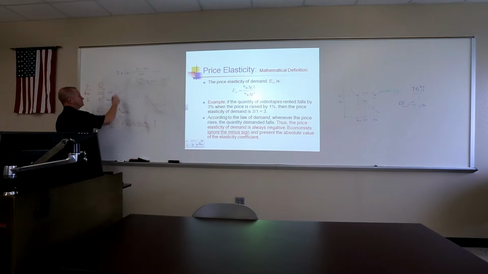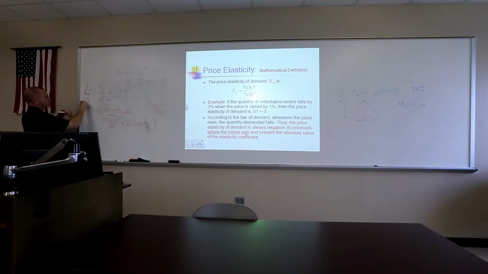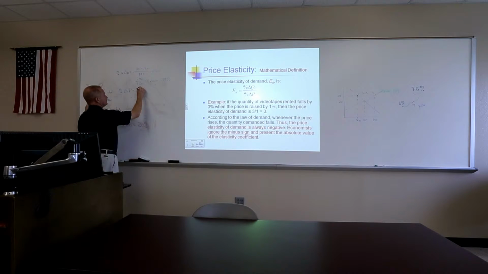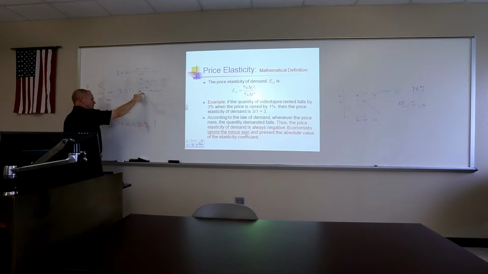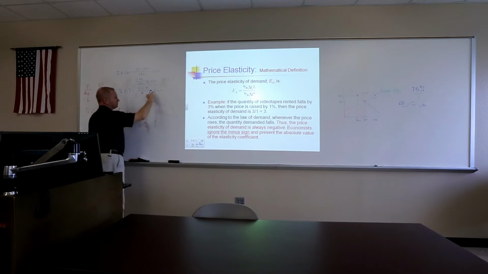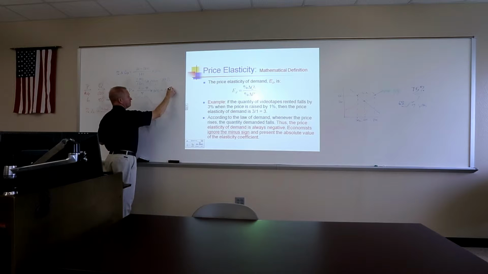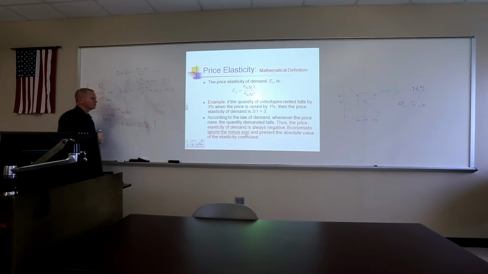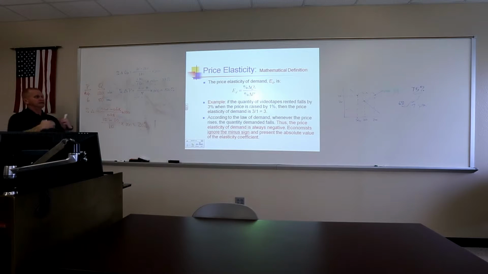How about percentage change in price? Same thing. We're going to use this row as the new, this row as the old. The new amount is 6, the old amount is 4, divided by 4 times 100, and that is 2 divided by 4 is 0.50 times 100 is 50%. That was a 50% increase in price.